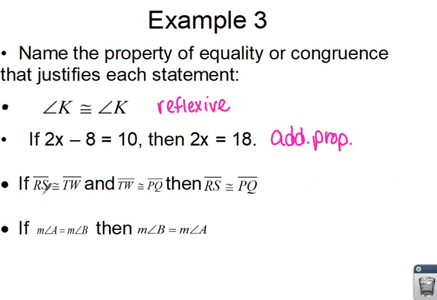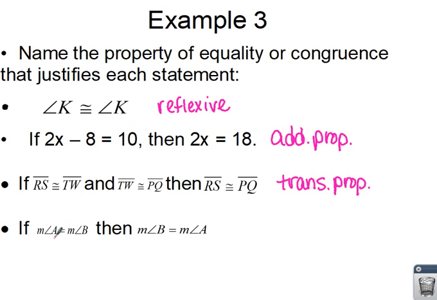For this one, it says if RS is congruent to TW and TW is congruent to PQ, then RS is congruent to PQ. That is transitive property. You'll use that one quite a bit. You could also call it substitution because you can replace one with another, but it's textbook transitive property.